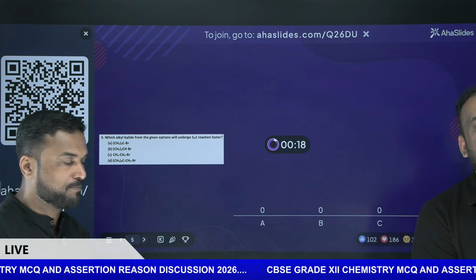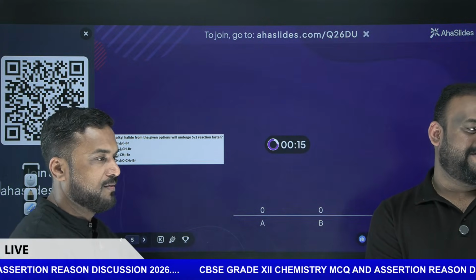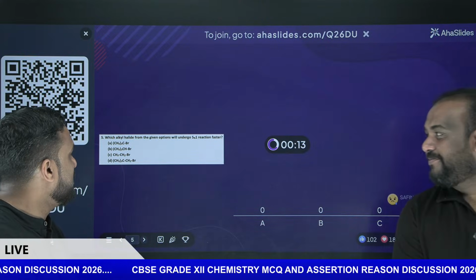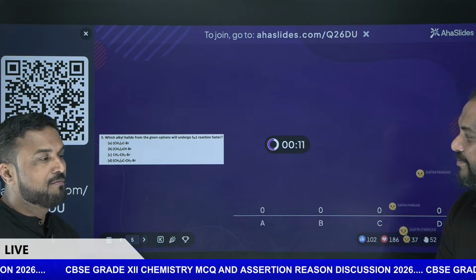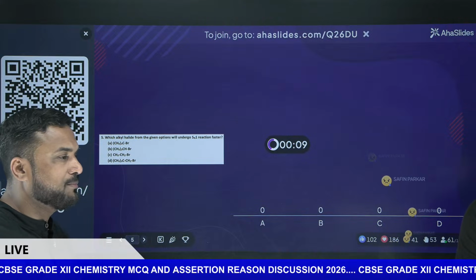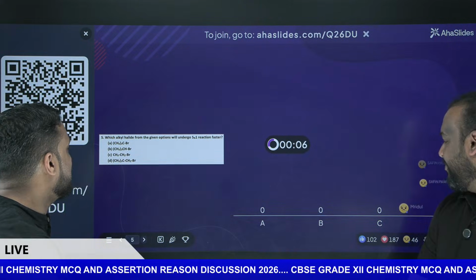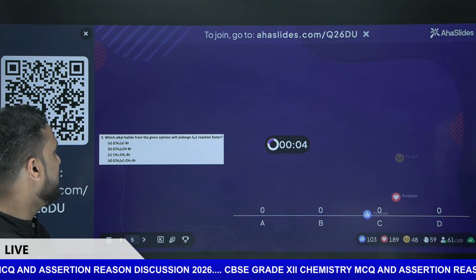So remember, it is the stability of the carbocation. Read the question carefully. They are asking which one will undergo the SN1 reaction. So stability of carbocation means which one will give the most stable carbocation. By looking at the compound itself, you will get the idea.